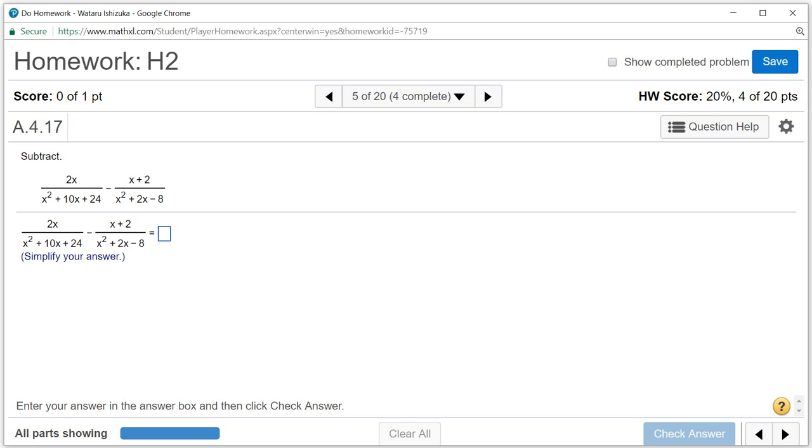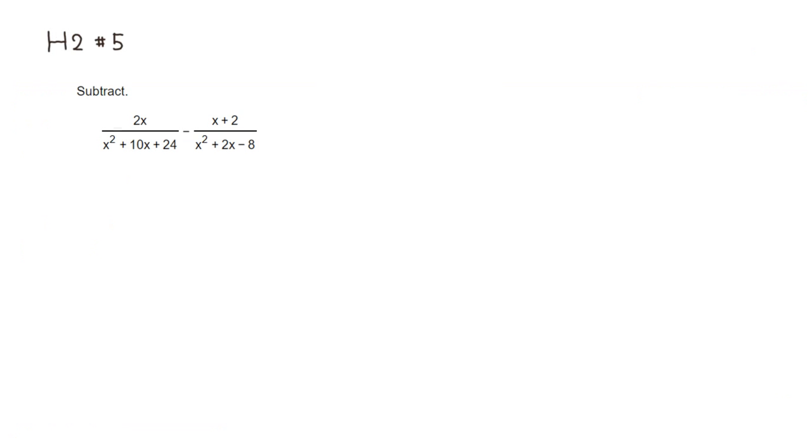All right, let's look at homework 2, problem number 5. Let's simplify this expression here. First thing we do is factor out the denominators. You see that there's a 2x on top.